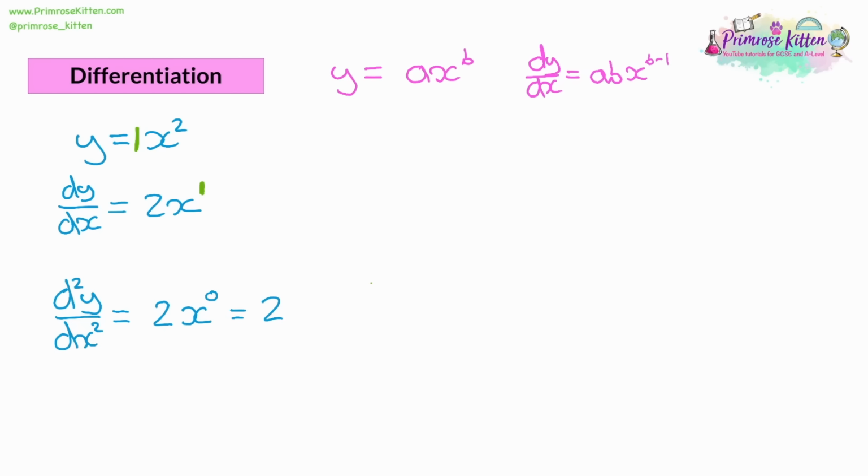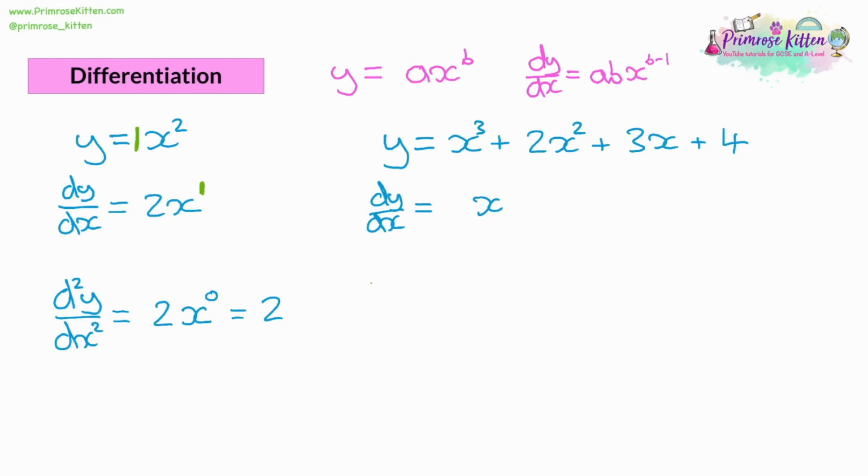Now, with this, we've only differentiated one term, but you can differentiate multiple terms together as long as they're separated by plus and minus. So we can have y equals x cubed plus 2x squared plus 3x plus 4, just as a random example. So we differentiate once to get the gradient. Here's what we do. Each time the power on the x is going to go down by 1. So x to the power of 3 becomes x to the power of 2. X to the power of 2 becomes x to the power of 1.